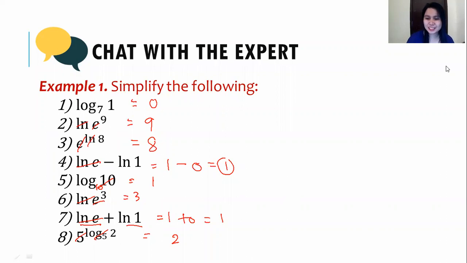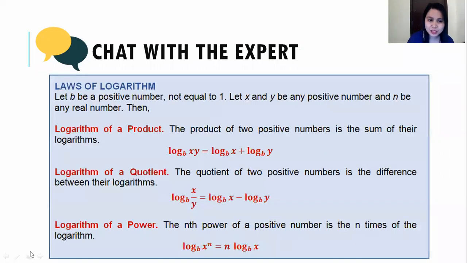Now let's go to the laws of logarithm. There are 3 laws of logarithm. We have the logarithm of a product, the logarithm of a quotient, and the logarithm of a power. Now, remember that b should be a positive number, not equal to 1, and x and y are positive numbers, and n is a real number.